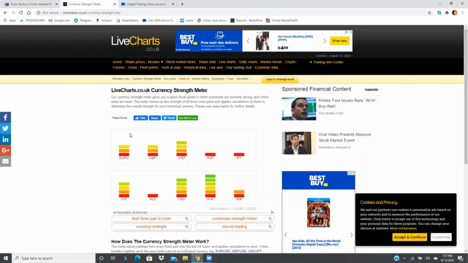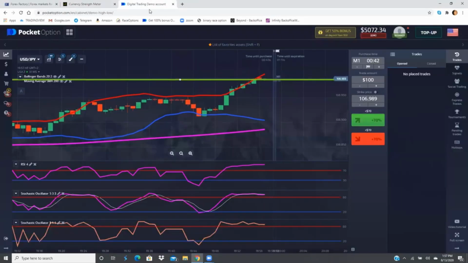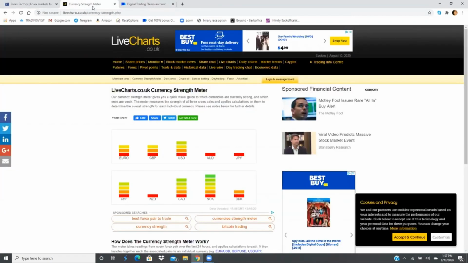So I like to use this website for indication of which currency is stronger than the other. Because let's see the pair we were on just now. We have USD versus JPY, right? So let's see what the currency strength meter is saying for USD versus JPY. It's telling us that USD is strong, JPY is weak. So in this instance, we would only want to look for buys because USD is strong. You want to buy USD. You don't want to sell USD because USD is strong.